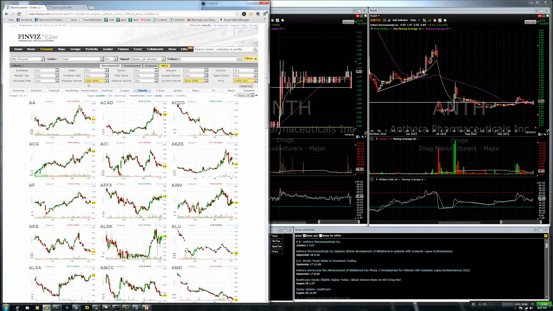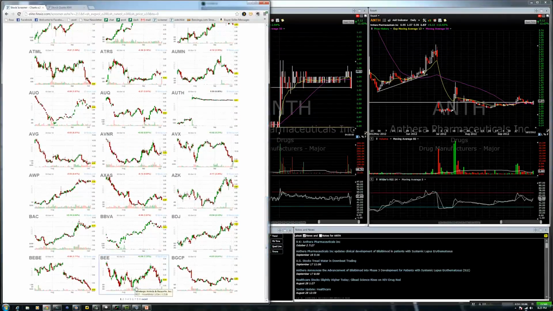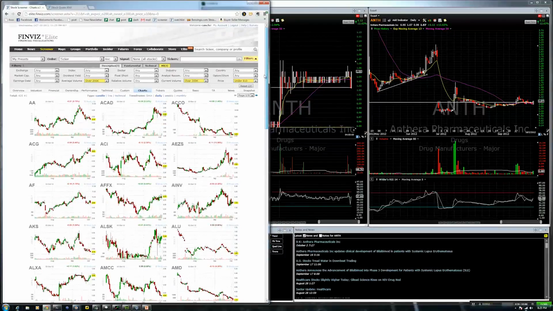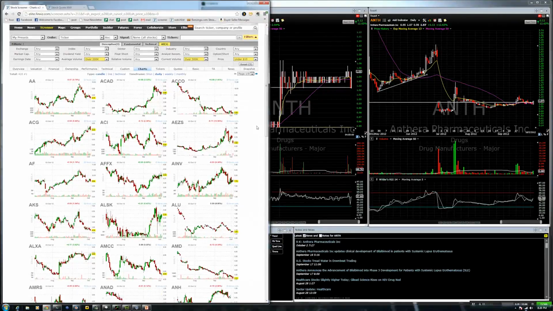Now that we have all our criteria set, we just have a list of stocks, a lot of stocks. We have 9 pages of stocks this large. Basically, all I'm doing is looking for stocks that could be forming up a pattern, or stocks that have actually broken out of one. So let's start scanning through here and see what we got going on.